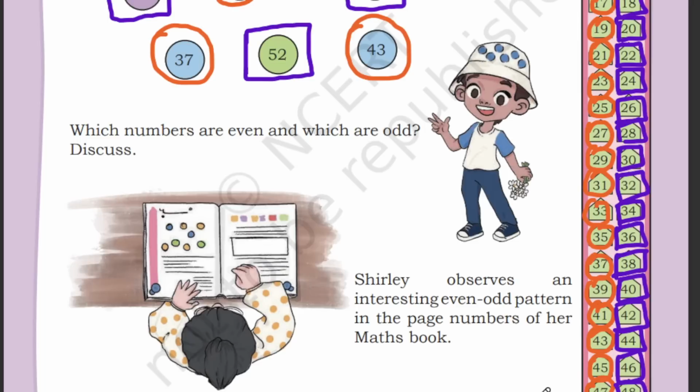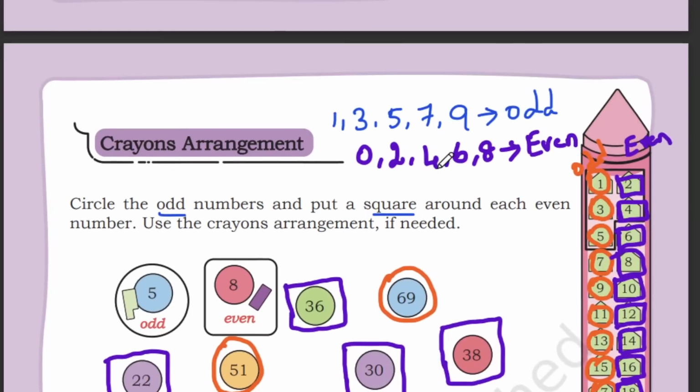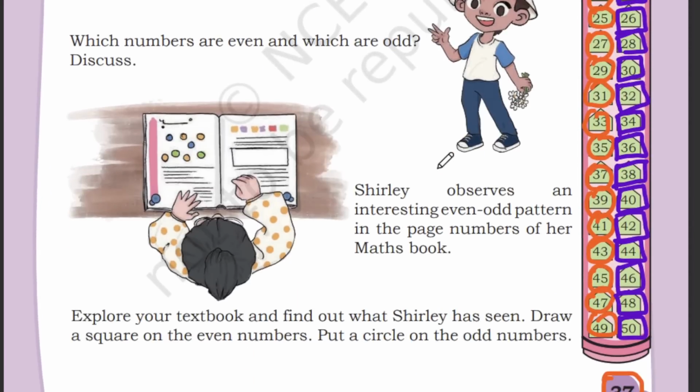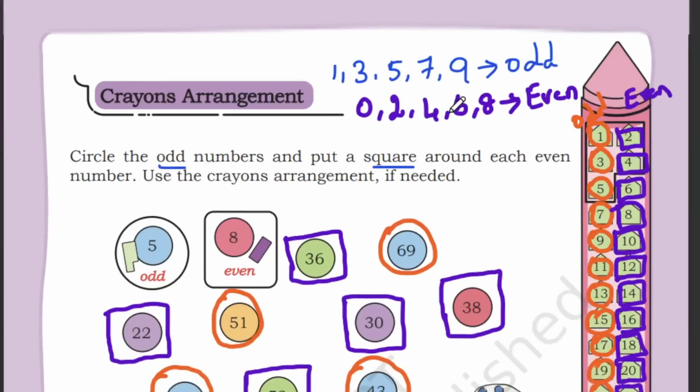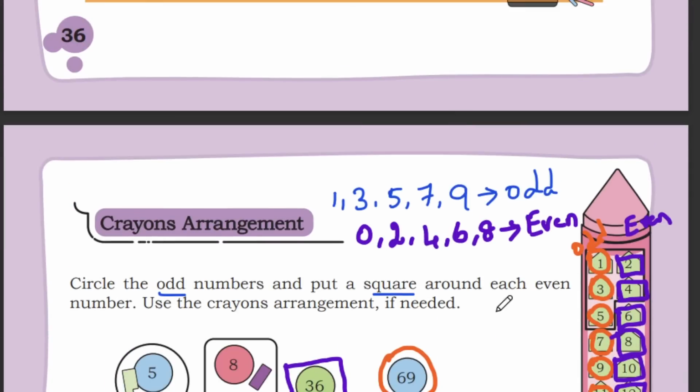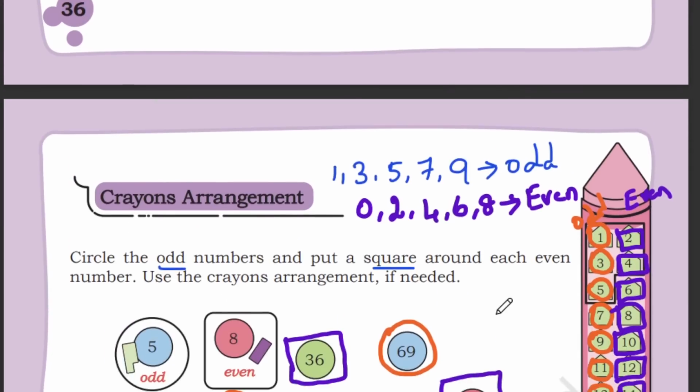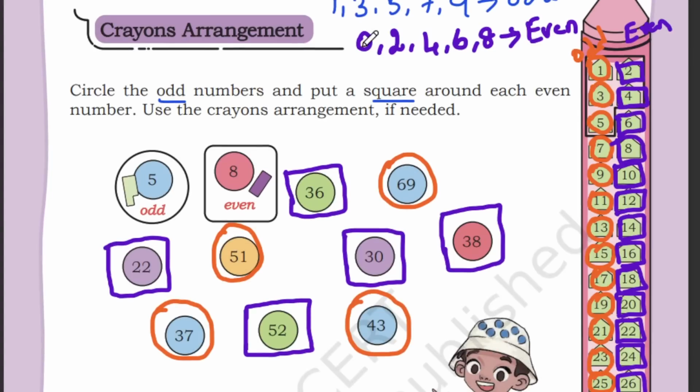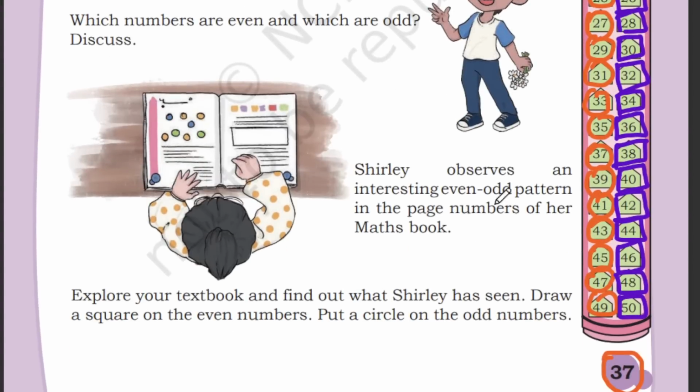Okay. So now we have done this. So this is also an important question, students. Which numbers are even and which are odd? Discuss. We have already written that the numbers ending with 1, 3, 5, 7 and 9 are odd numbers, and those ending with 0, 2, 4, 6, 8 are even numbers.